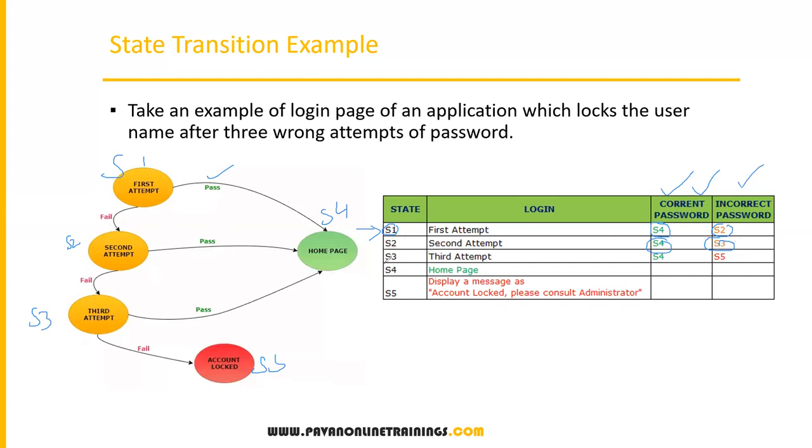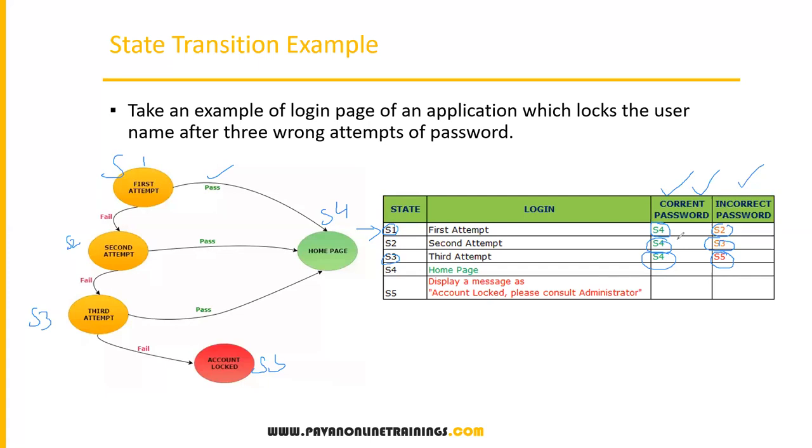Now S3, state 3. In the third attempt, if I pass the correct password, it will go to S4. This is valid. In the third attempt, in S3, if I pass an invalid password, then it will go to S5. That is, account is locked. So this is a state transition, one state to another transition. How it is going to change based upon the input we provided.